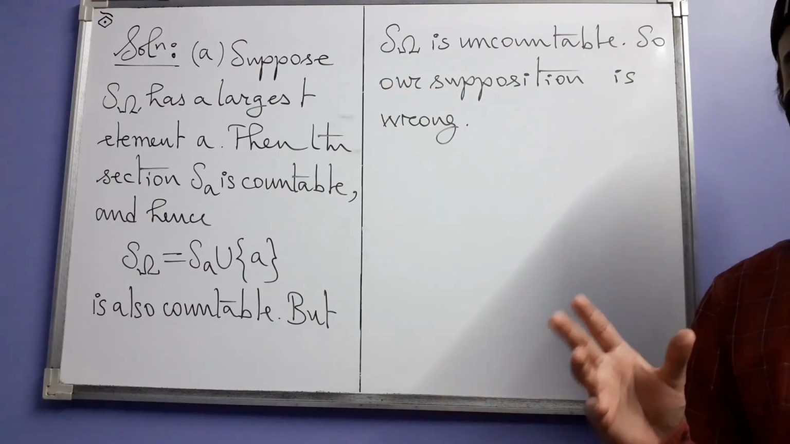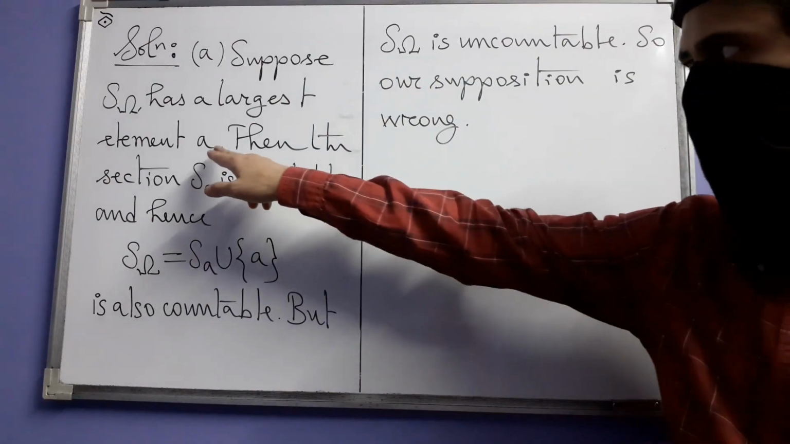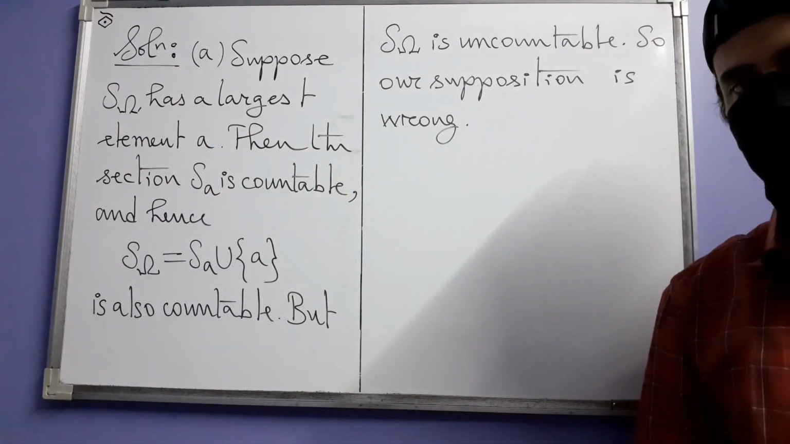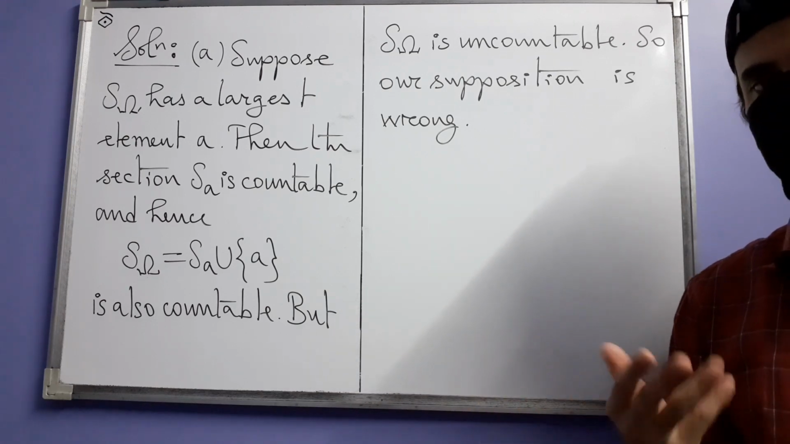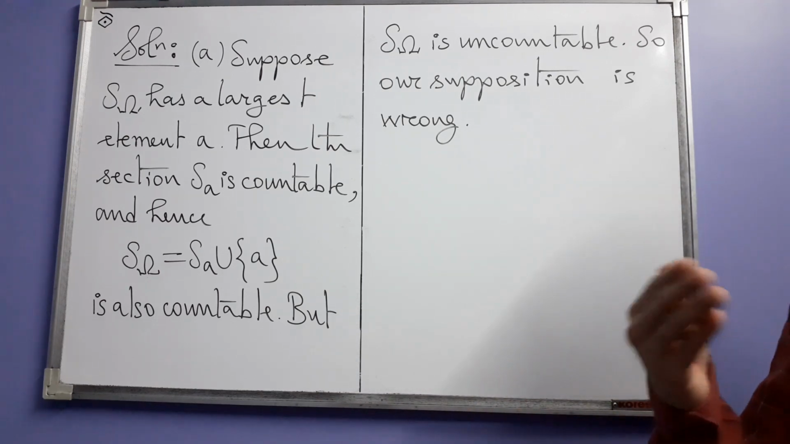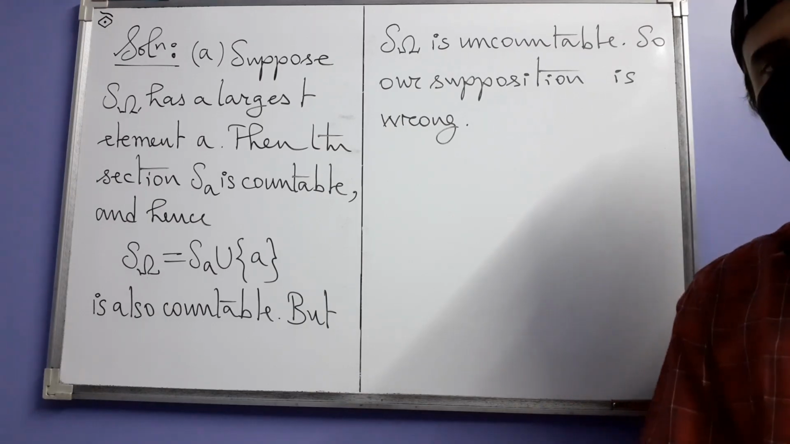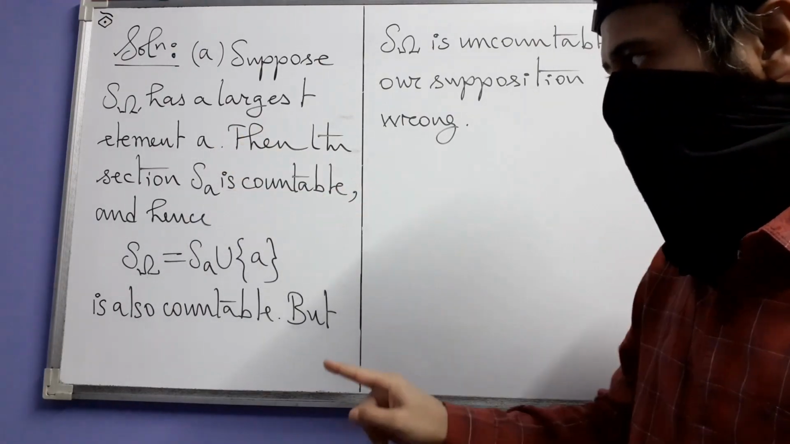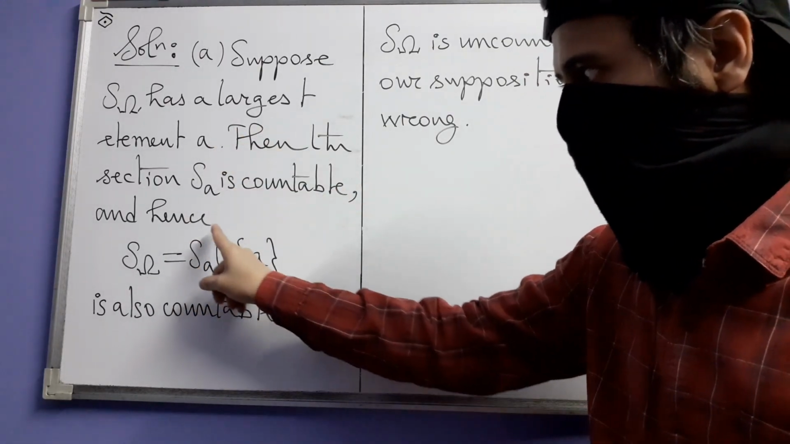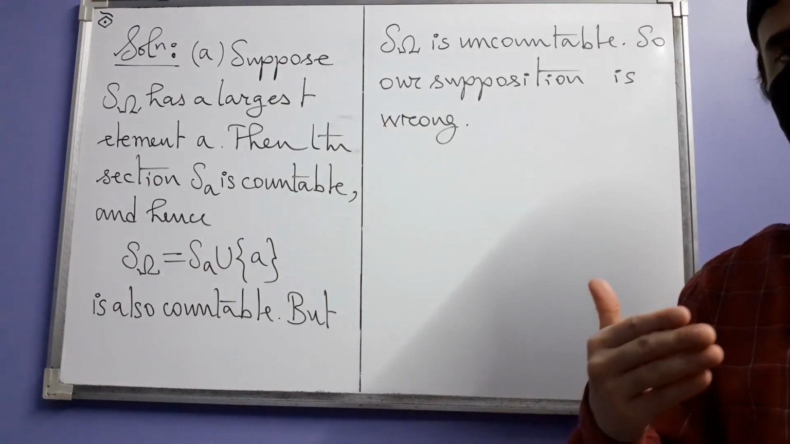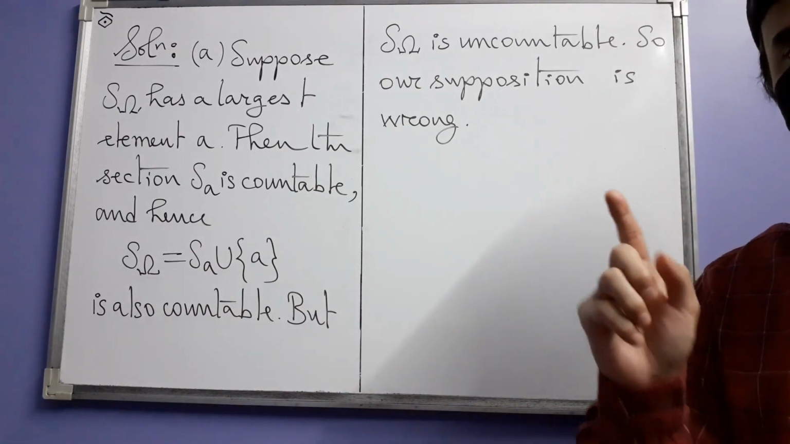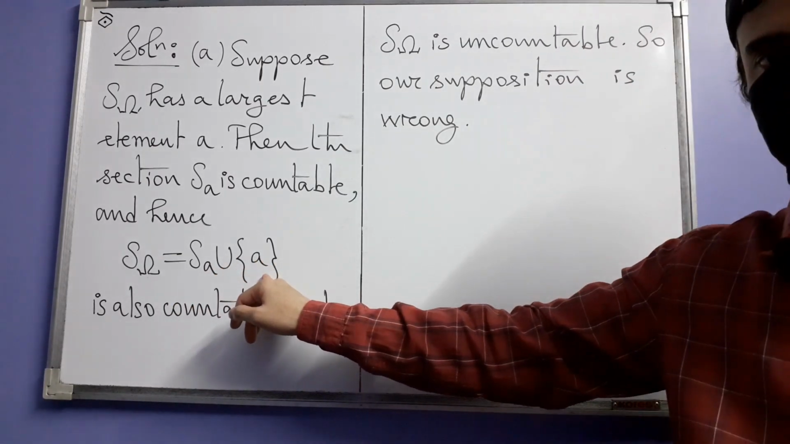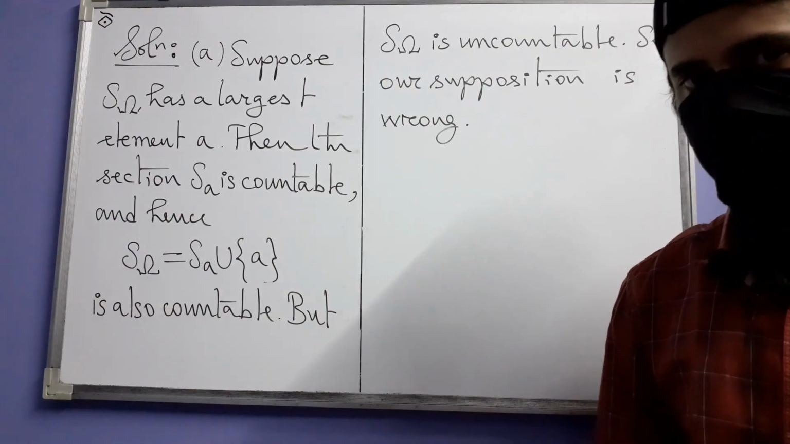So we suppose that S omega has a largest element and let's call it A. Then the section SA of S omega by A is countable because that's how S omega behaves. All its sections are countable, but the set itself is uncountable. However, note that since A is the largest element, this section SA has almost everything in S omega except A itself, which means that if we take the union of SA and this singleton set A, we would get S omega back.